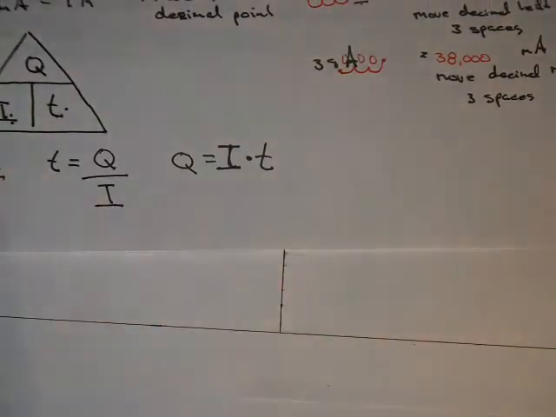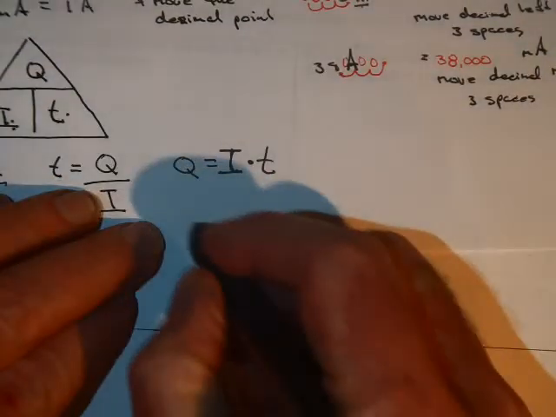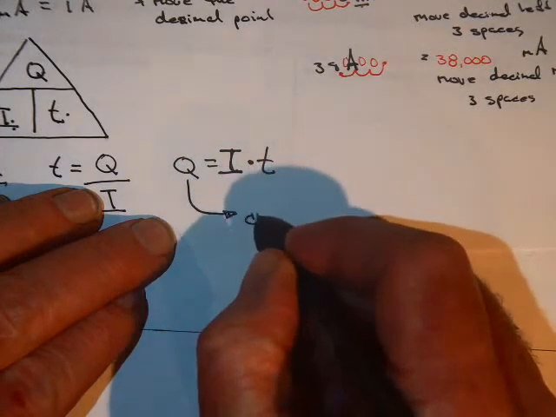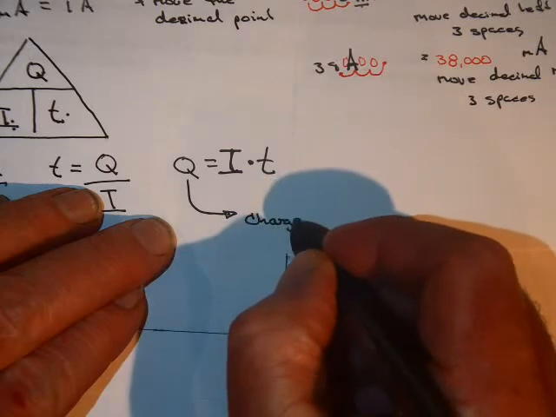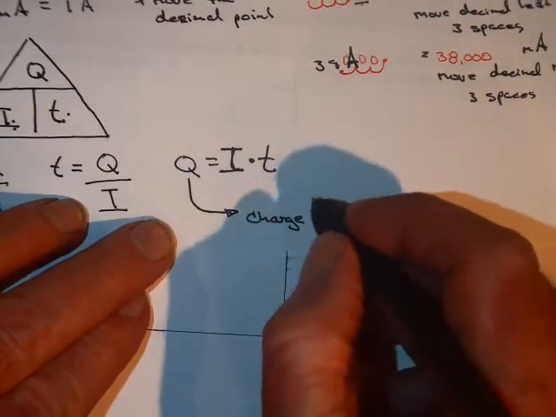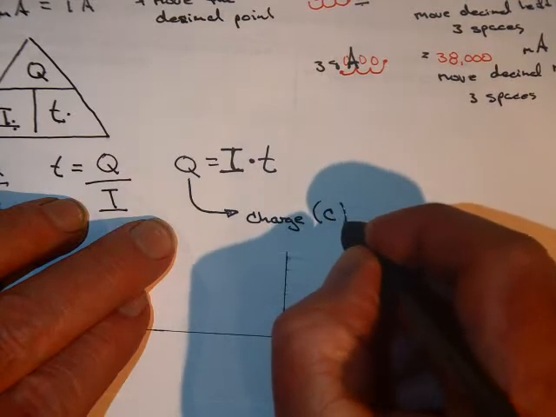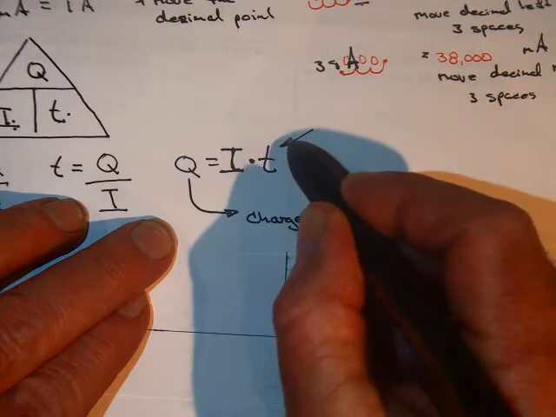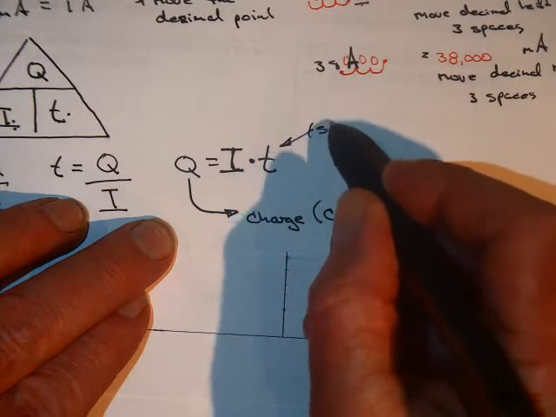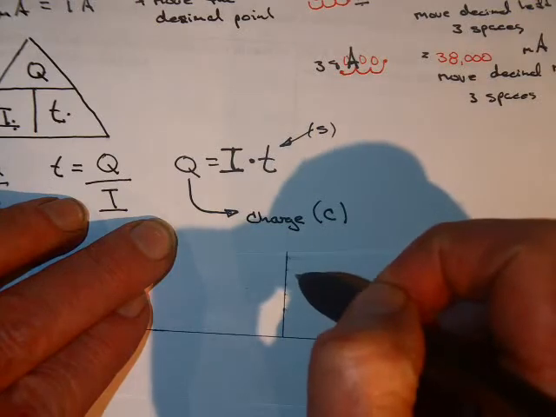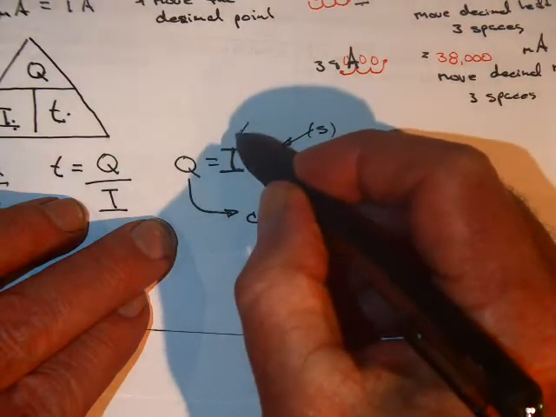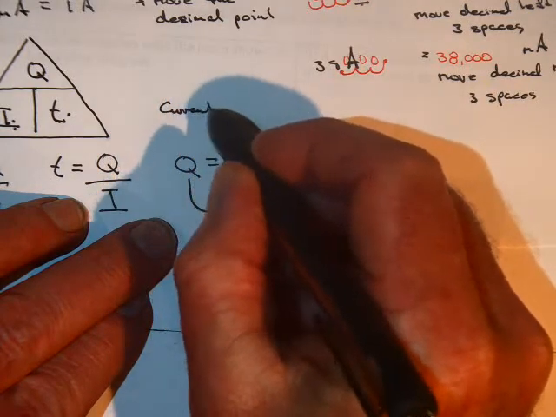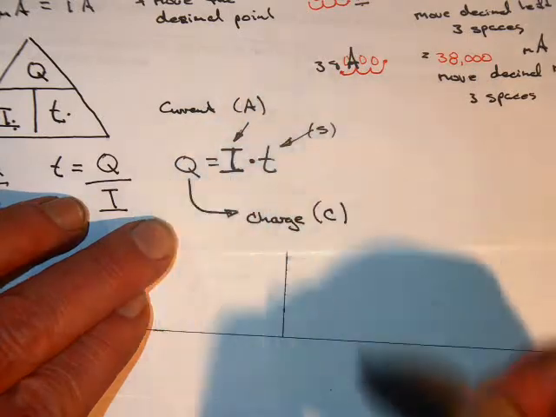And so we said that Q is charge, and this is measured in coulombs. We said that T is time in seconds. One small s, that's what we do for seconds. And I, of course, is current. And current is measured in amps. So we have that there.